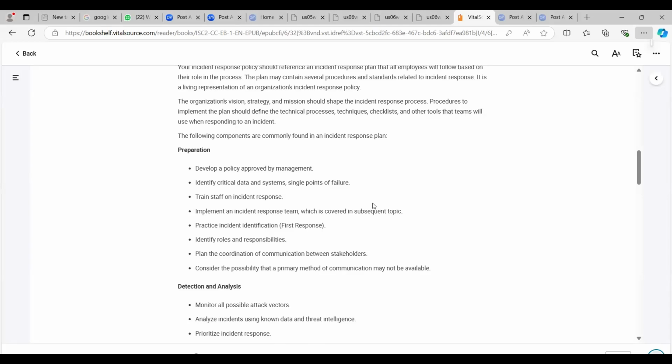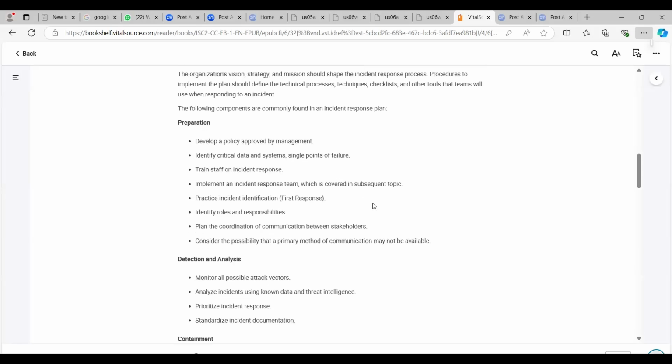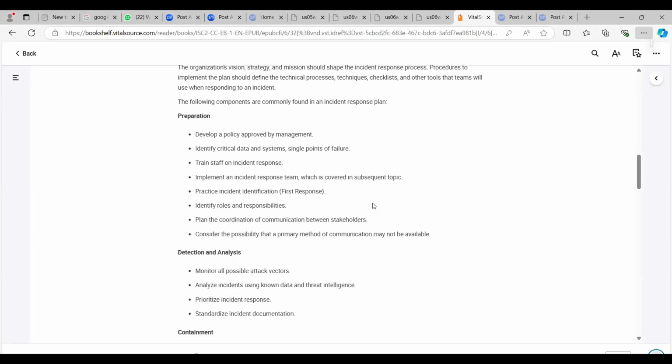The second thing under preparation is to identify critical data and systems, single points of failure too. You want to know which of these assets are critical and which are not critical. Then you will find the critical assets and prioritize those ones. You put controls in place to fight any occurrence that is coming through them. You have to train staff on incident response too.